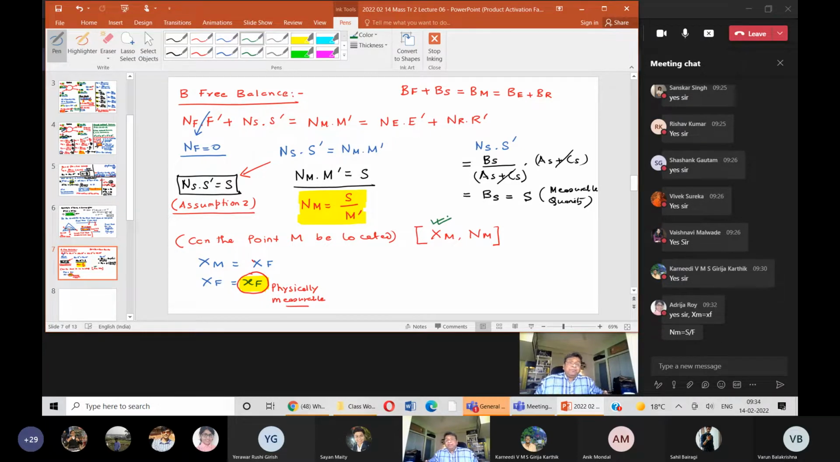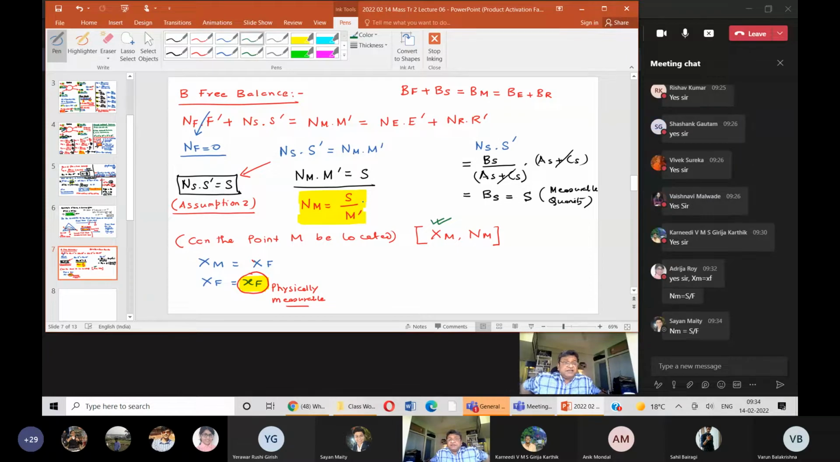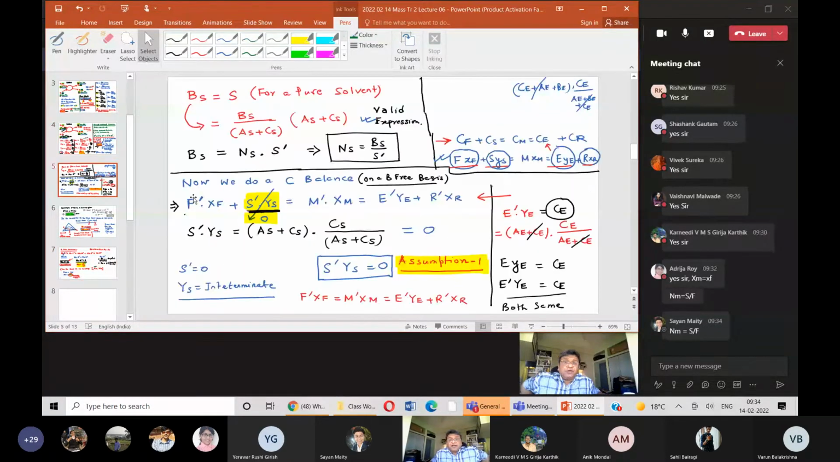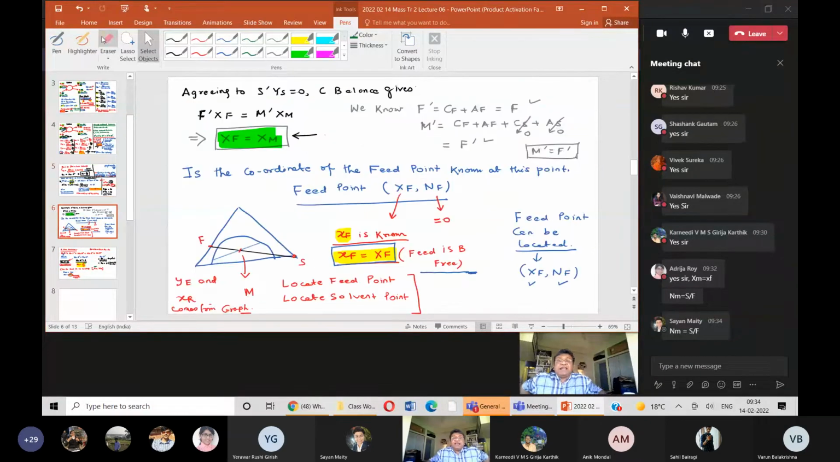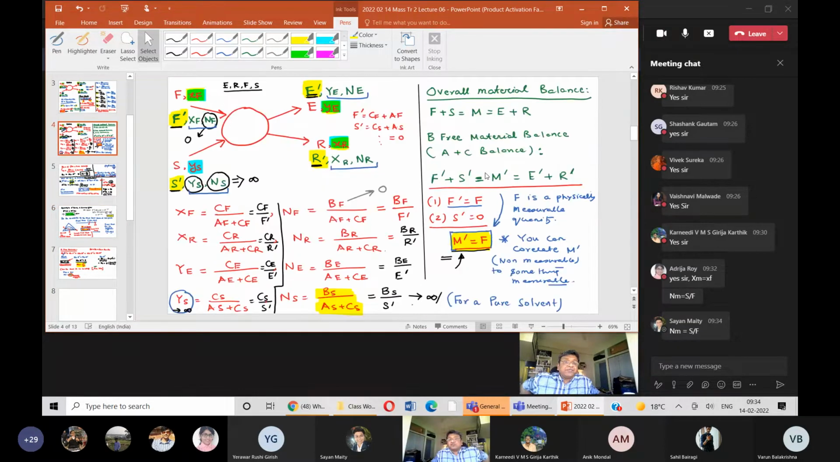XM is known. And what about NM? See, NM, you see, is S by M dash. S is a physically measurable entity, and somewhere we have shown that M dash is equal to F dash, right? And somewhere we have shown F dash is equal to F.